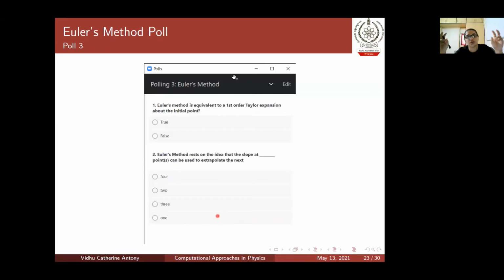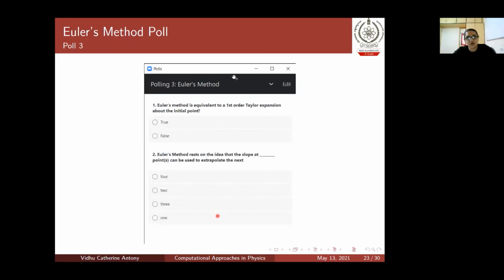I actually told you that you should go home, look at the Taylor's expansion and the Euler's method answer and compare them. The next point, I'm quite surprised at this, because you have learned Euler's method and you've actually done a program on this. Let's look at what went wrong. Euler's method rests on the idea that the slope at dash point or points. This was very tricky because I wrote points down here, in brackets. You probably thought it's 2. Maybe, I don't know. So Euler's method rests on the idea that the slope at dash point can be used to extrapolate the next.